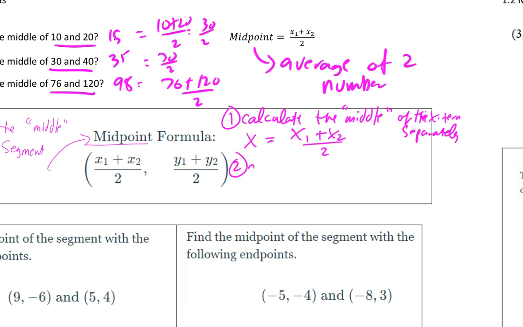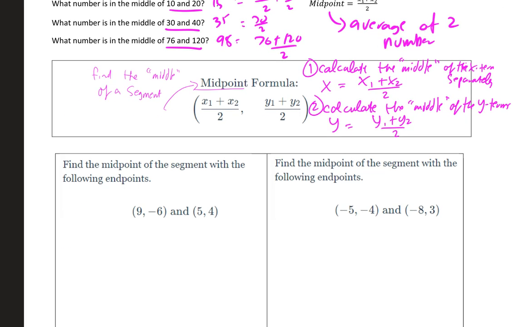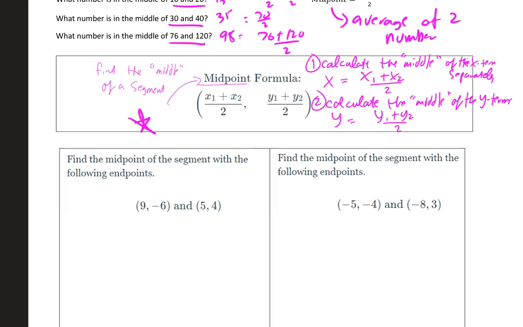The second step is we need to calculate the middle of the y terms. To do that, the y value is y1 plus y2 divided by 2. The critical thing is we cannot just type this into the calculator. We have to use these formulas. Keeping that in mind, let's go ahead and do it.